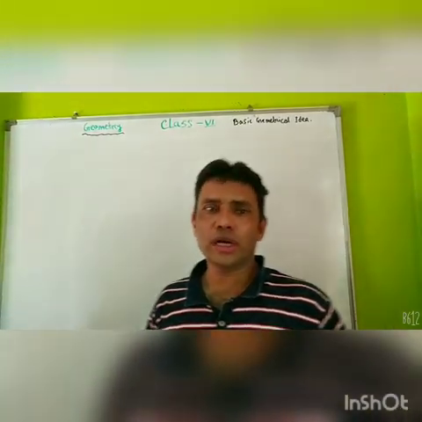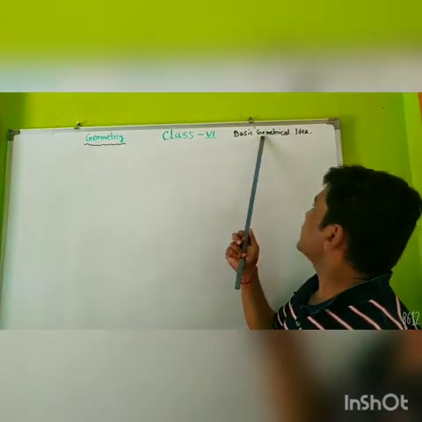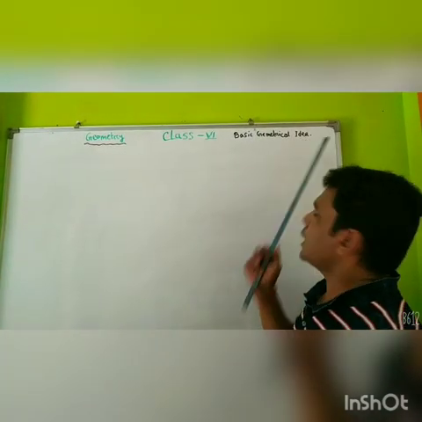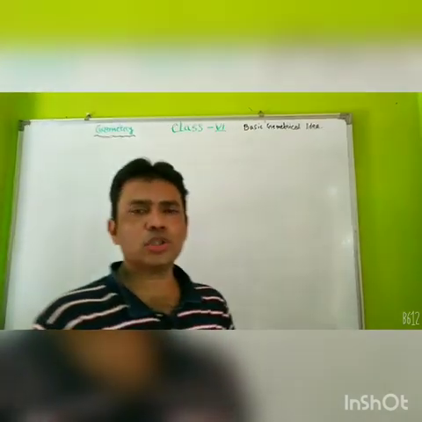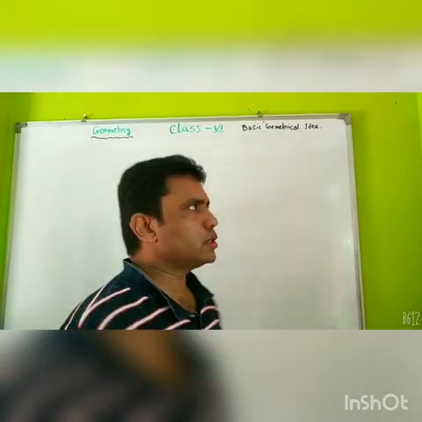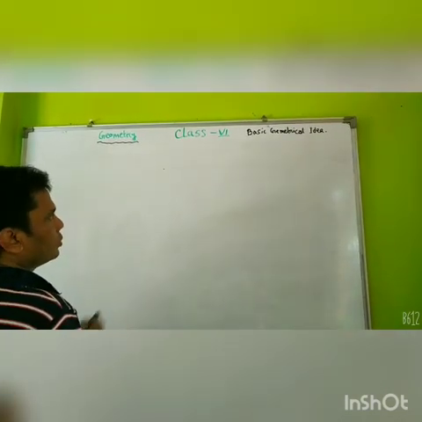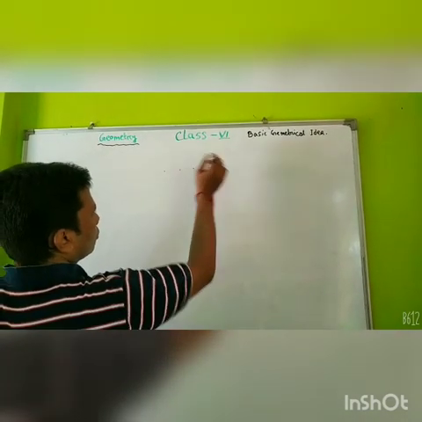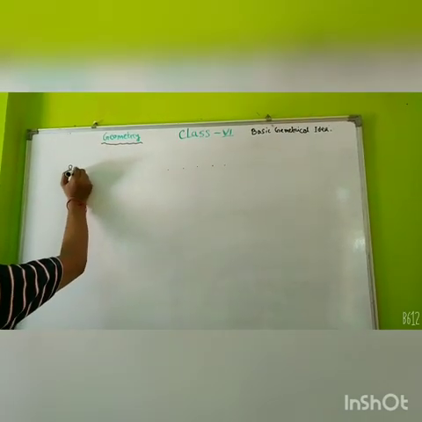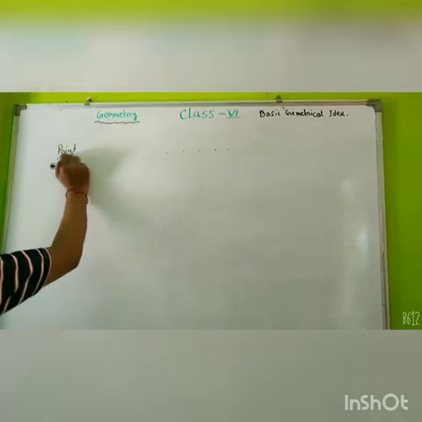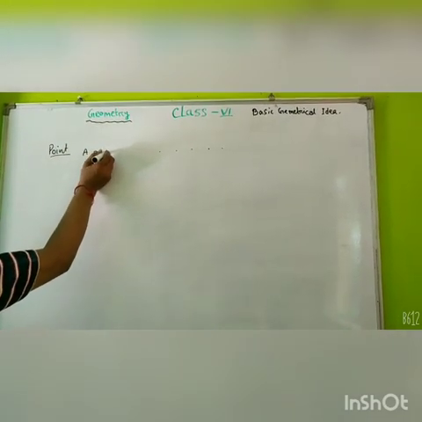Today we are going to start Class 6 geometry, basic geometrical ideas. So what is basic geometrical idea? We will start with the dot. This is a dot, and so on. So what is a dot? A dot is called a point. This is a point.